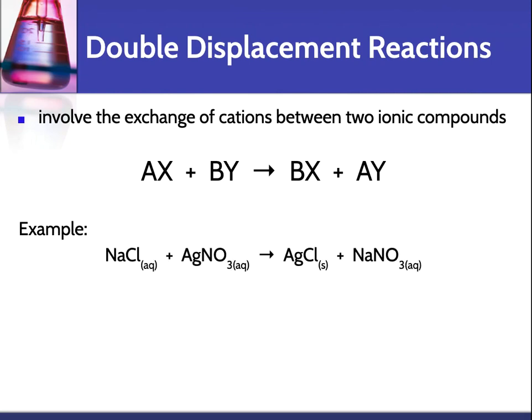An example is when sodium chloride reacts with silver nitrate in aqueous solution. It results in the formation of a precipitate of silver chloride and aqueous sodium nitrate. So in this reaction, the sodium and the silver have switched places. And after that happens, the silver chloride is no longer soluble and it comes out of solution as a precipitate.